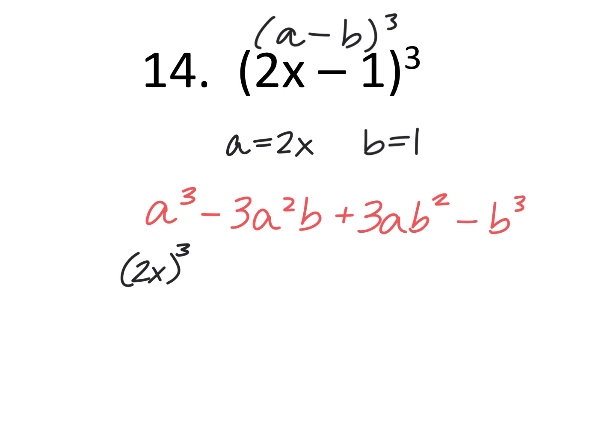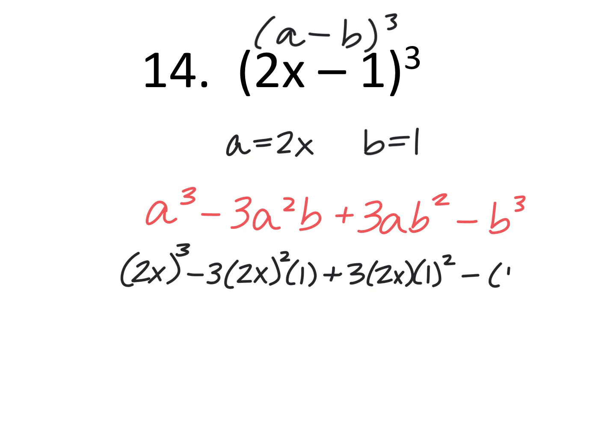This one's going to look a little crazy for a second. Minus 3 times a squared, so 2x squared, times b, which is 1, so that's not going to make a bit of difference, but we'll write it down anyways. Plus 3 times a, which is 2x, times b squared, which is 1 squared, which again doesn't make a difference. Do it anyways. And then minus b cubed, which is 1 cubed.